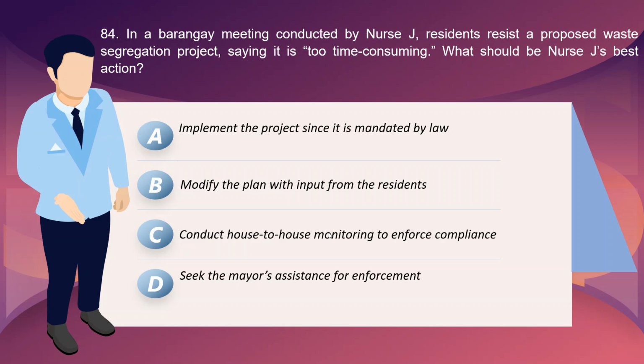Of course, letter A is immediately wrong, and letter C is also going to be wrong because enforcing and mandated the law is actually very autocratic in nature. We know that community health nursing follows partnership and people's participation, and that's actually one of an indicator for adaptability to community readiness, and that improves the acceptability and sustainability of the project. So, the best answer for number 84 here is modify the plan with input from the residents. That is actually more of democratic in nature, allowing them to take part of the decision making process. Number 84, modify.